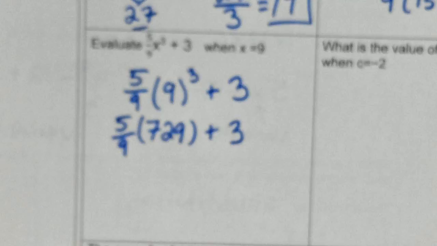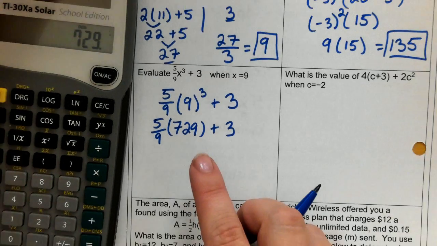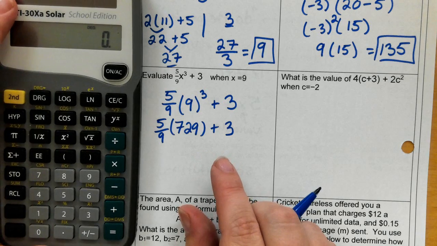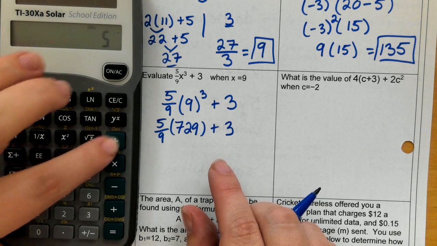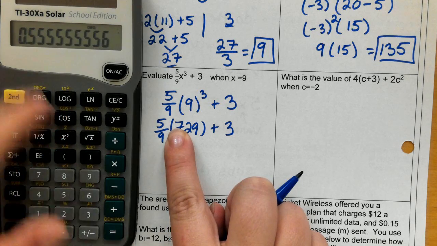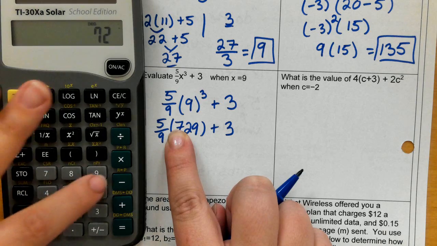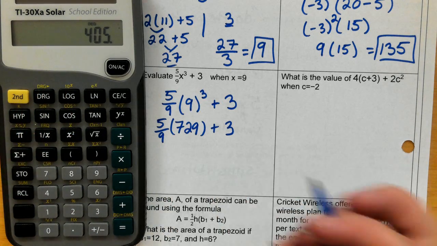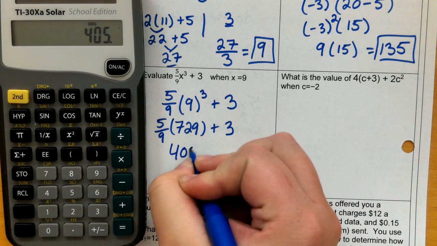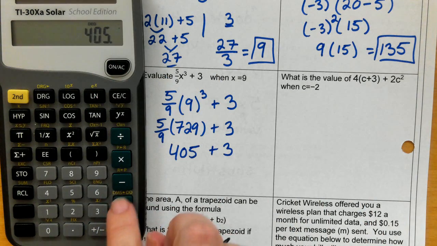Okay. So now we're going to do that math burpee. I'm going to zoom out to show you. 5 divided by 9, and we're multiplying, so times, and you see the gross long decimal, times 729 equals 405. Nice and neat. And now our last step, plus 3.